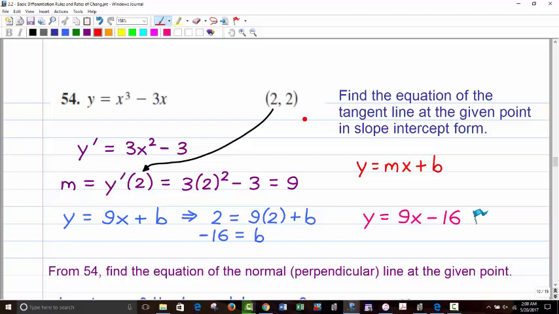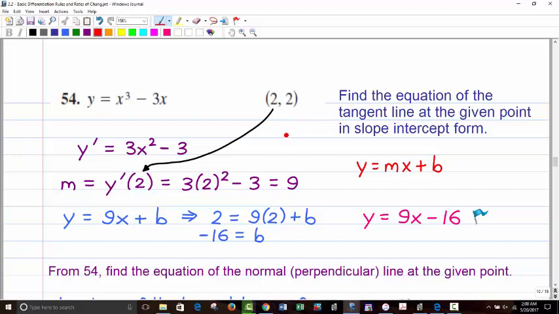To find the equation of any kind of line, you need a slope and a point. You can also do it with 2 points, but in this case, slope and a point is what we want. Slope is coming from the derivative. Tangent line slope is the derivative. So the derivative of x cubed minus 3x would just be 3x squared minus 3. So I put in the 2 in there, and you get 9. So the slope of the tangent line will for sure be 9.